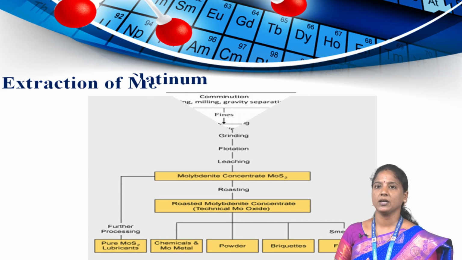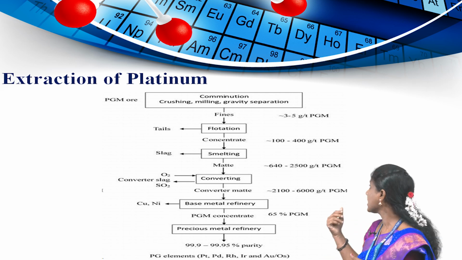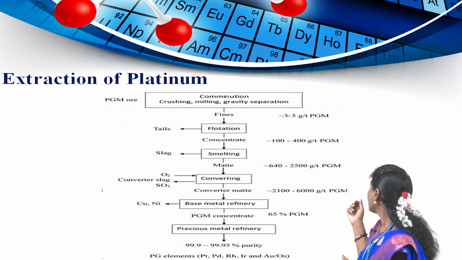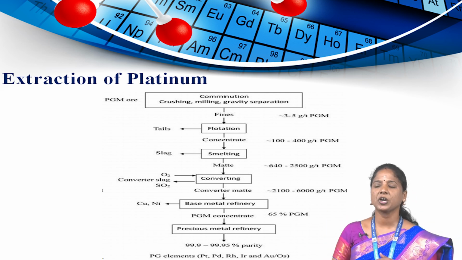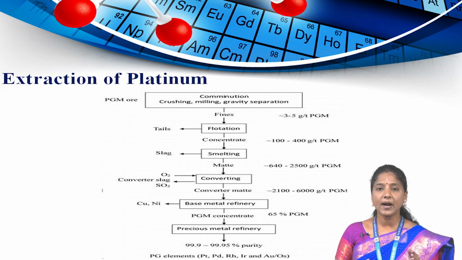underground methods will be used. And the next one is the extraction of platinum. This is a very important topic, the extraction of platinum. Platinum is very less reactive with other elements, so it is considered a noble metal along with the other 5 elements in the platinum group. They resist chemical attack even at high temperature. So platinum is used as a catalyst in many chemical reactions.